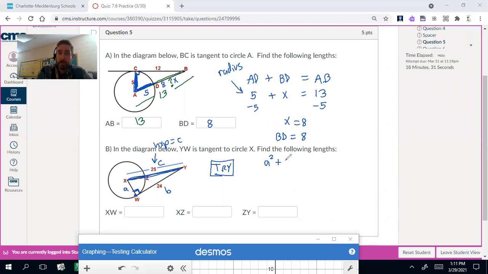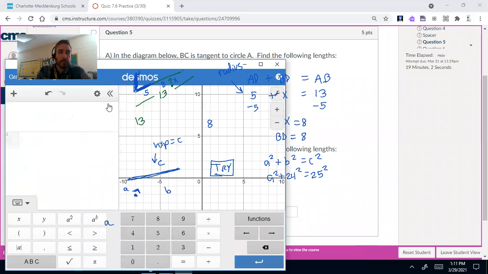So A squared plus B squared is equal to C squared. So A squared is going to be what XW is. We're going to call that A. We're going to solve that. So A squared plus 24 squared equals 25 squared. Now we can't add those together because they're on opposite sides of the equation. So we'll square those and then subtract them from each other. 24 squared is 576. 25 squared is 625.